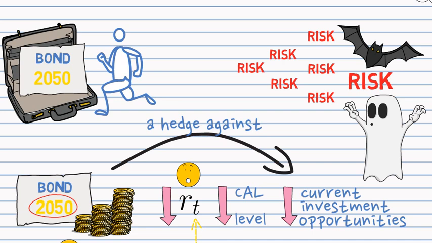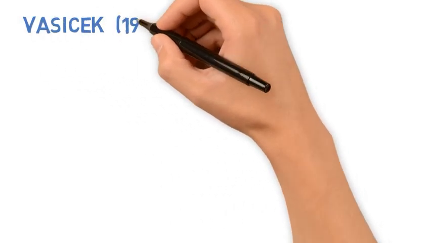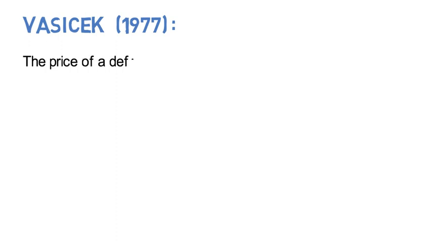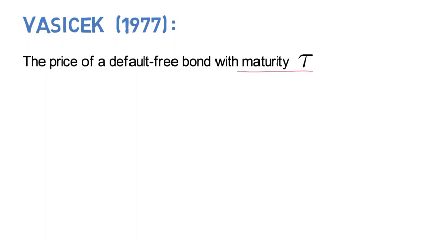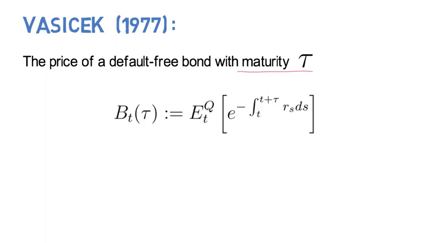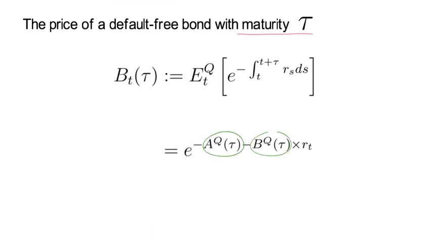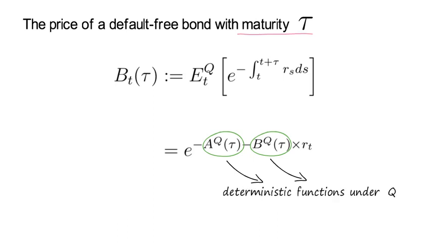Now let's get back to the valuation problem of the term structure of bonds. Vasicek in 1977 derived the price of a default-free bond with maturity tau. The price of that bond is denoted as B_t(tau), and it's defined to be the risk-neutral conditional expectation of $1 you receive at t plus tau, discounted by the risk-free rate. And Vasicek solved that conditional expectation in closed form and showed it coincides with e to the minus A^Q(tau) minus B^Q(tau) times r_t, where A^Q(tau) and B^Q(tau) are deterministic functions of the short rate parameters under Q.